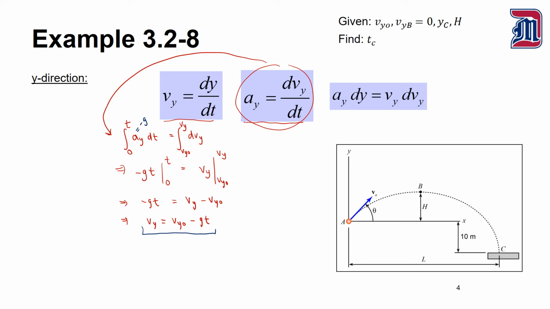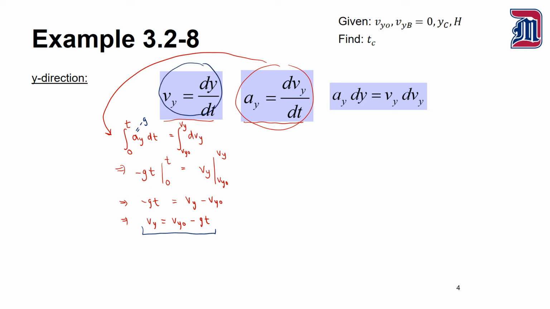Once I have that, I can then go ahead and plug that into this first equation. So I'll bring that down here. I'll multiply through by the dt.